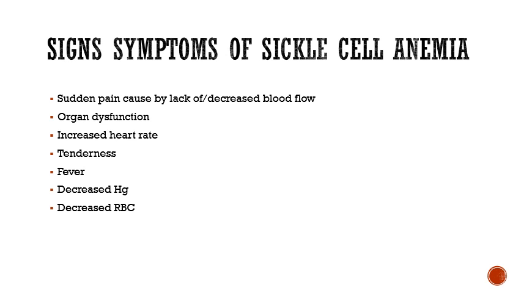Signs and symptoms of sickle cell anemia and crisis include sudden pain caused by lack of or decreased blood flow to a particular part of the body, organ dysfunction, because remember, they're not getting the blood flow, which means they aren't getting oxygen, so they can't function properly, increased heart rate, tenderness, fever, a decrease in hemoglobin, and a decrease in red blood cells because remember that hemoglobin S, it makes those blood cells easier to break and sticky, and so the levels in the body tend to go down.